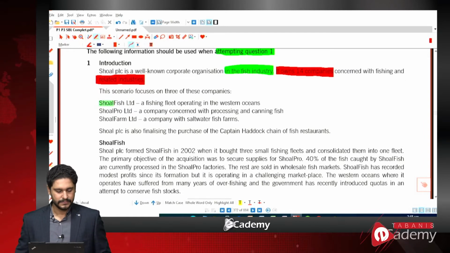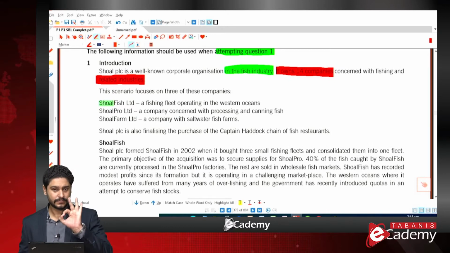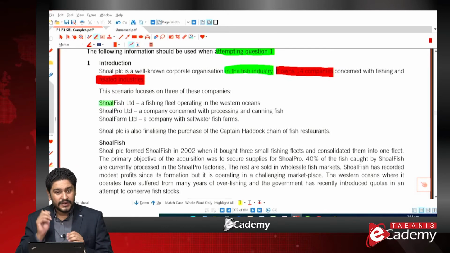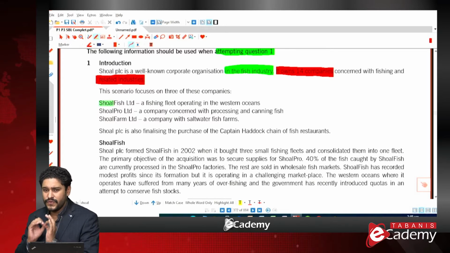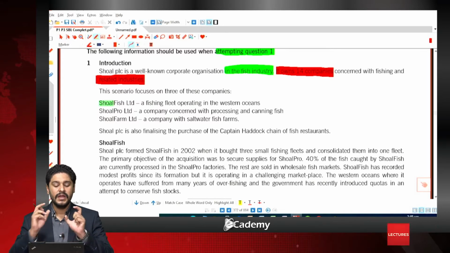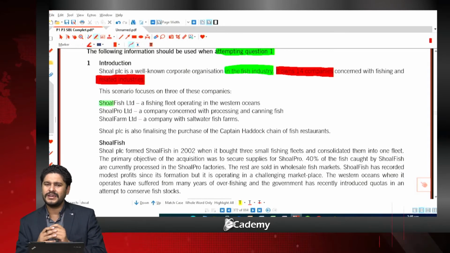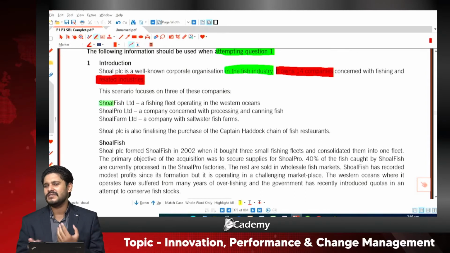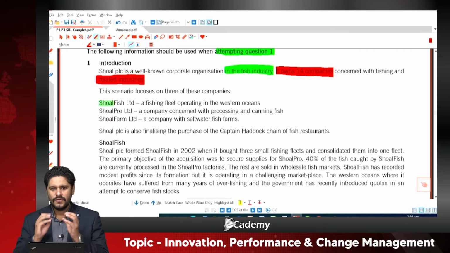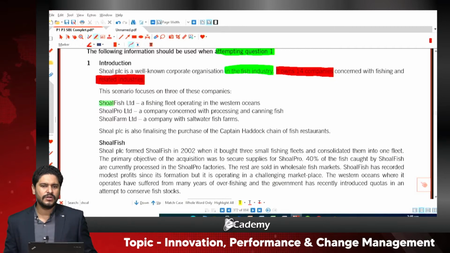So let's look at the question. The scenario focuses on 3 different companies. Now we need to be very familiar and very vigilant when we are going through this question. This is one of the most challenging questions as well as one of the most interesting questions that you will go through.